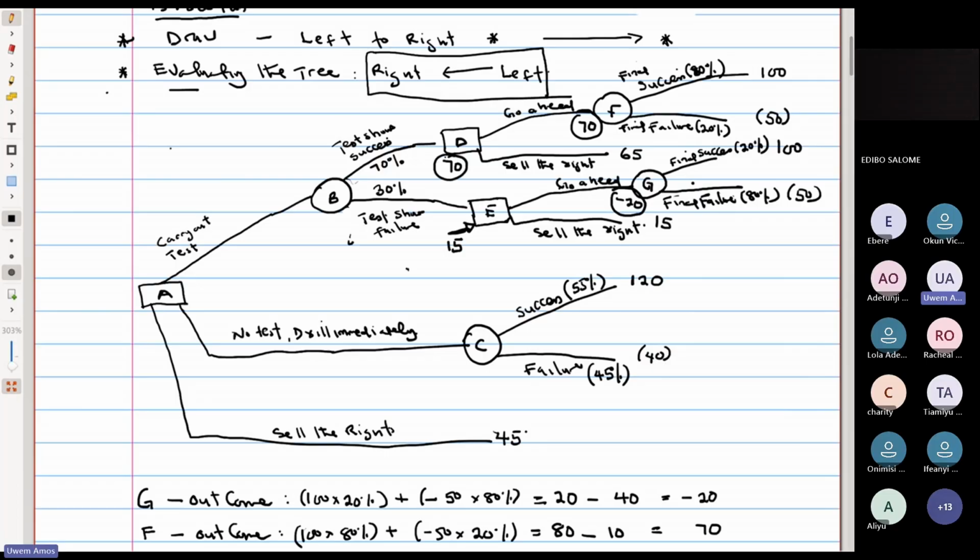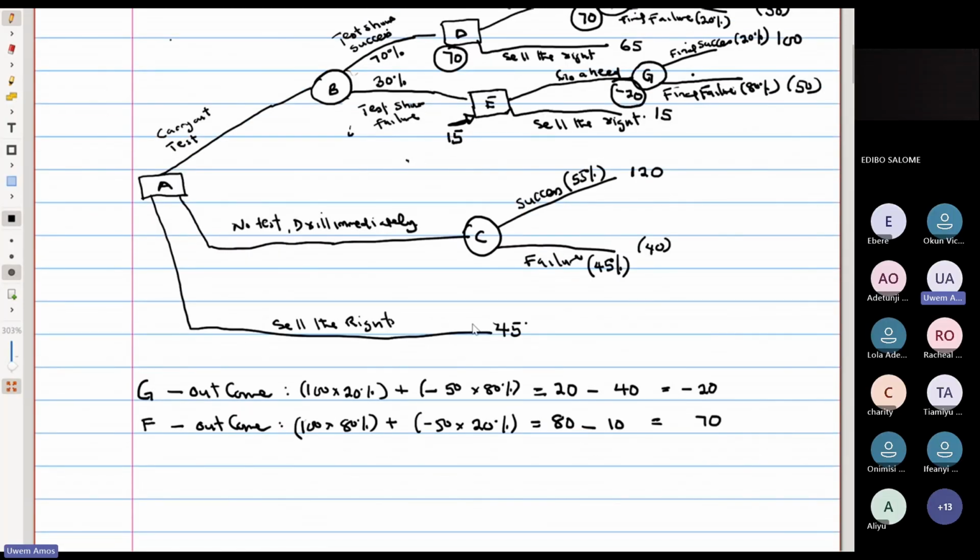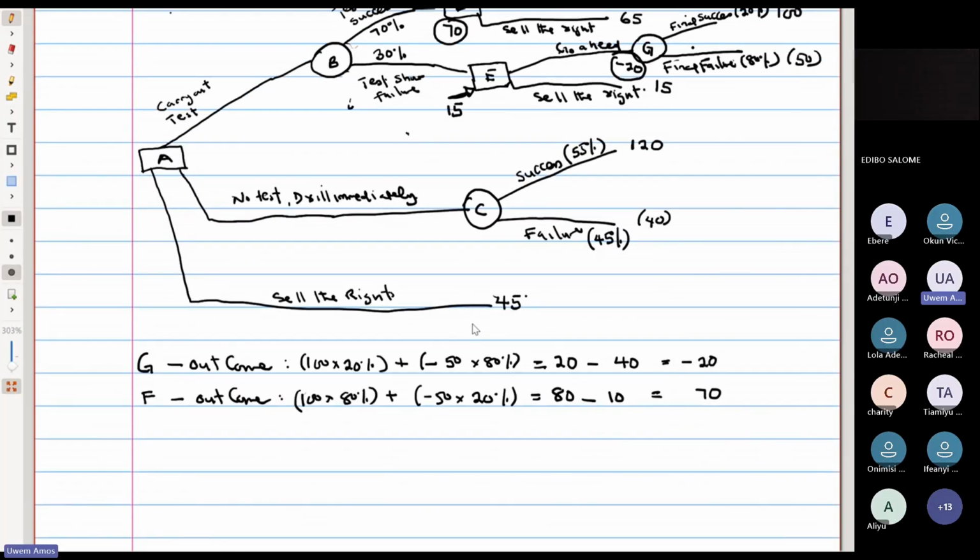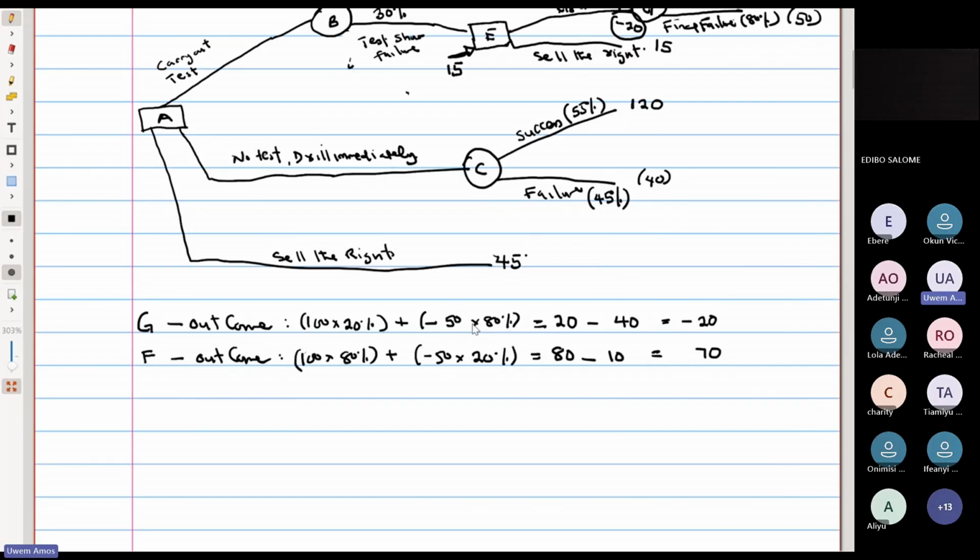Okay, so I'm not too good with the alphabet. Before D is what again? Before D, C. Okay, so C is outcome or decision point? Outcome. So we need to calculate the expected value. And how do we calculate the expected value? Multiply the individual value by the probability and sum it up. So let's do our C quickly.